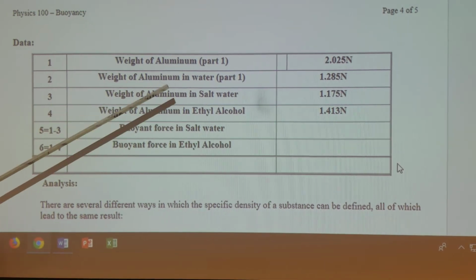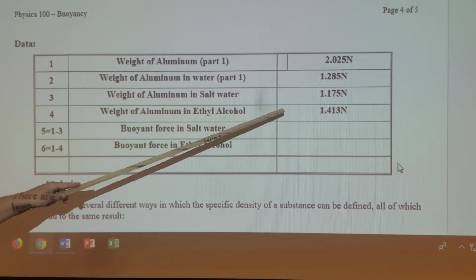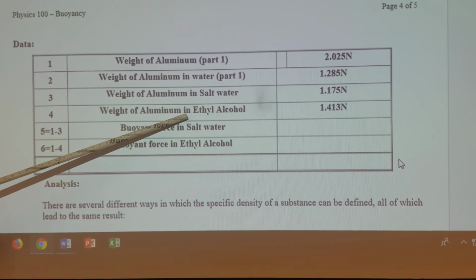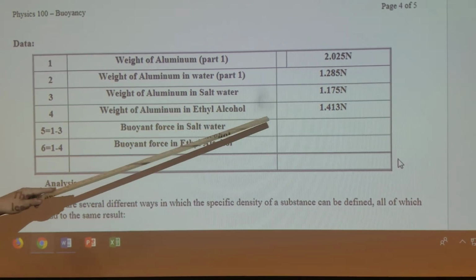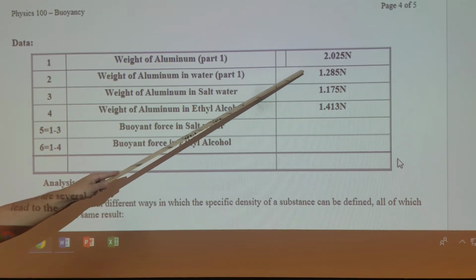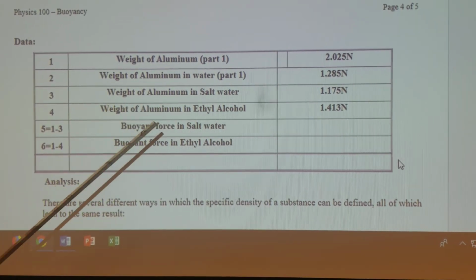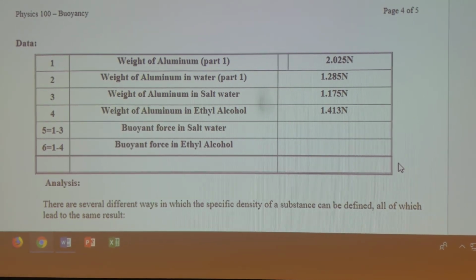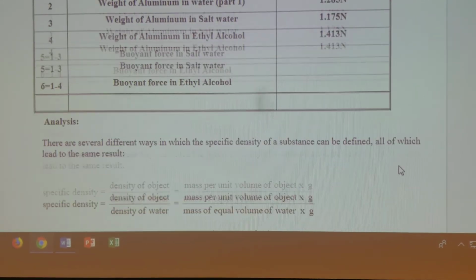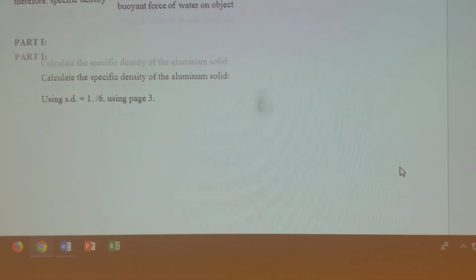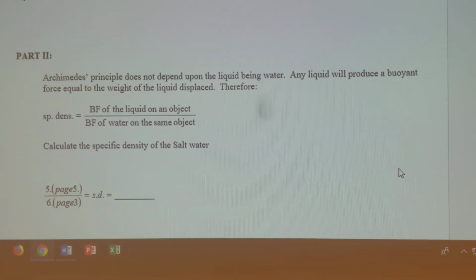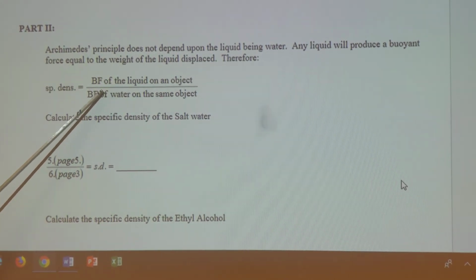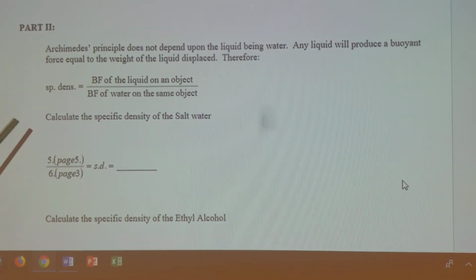When I put it under the salt water, which is denser, notice how it weighs less under salt water than fresh water. When I submerge it under low density ethyl alcohol, notice how it weighs more than it did submerged in water. Based upon that, we can figure out the buoyant forces of those two. And then once we have the buoyant forces, we can go on and apply what I showed you here, that the buoyant force of the liquid divided by the buoyant force of water is the specific density. We just import the data.